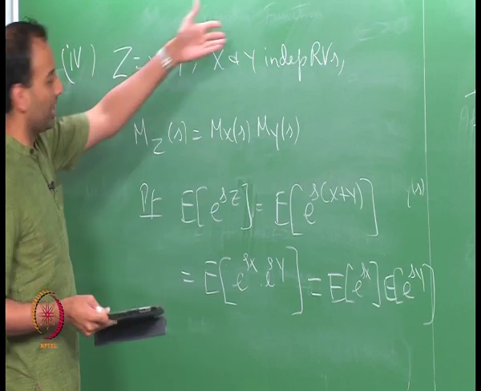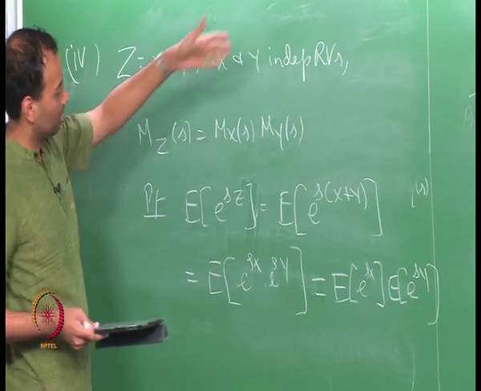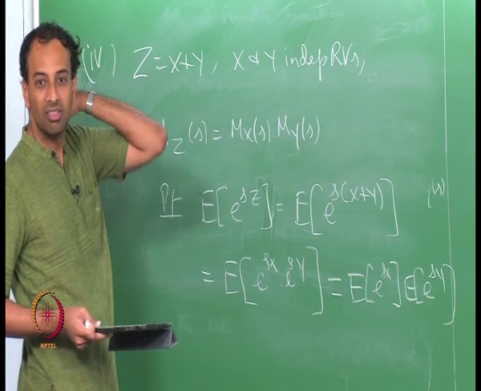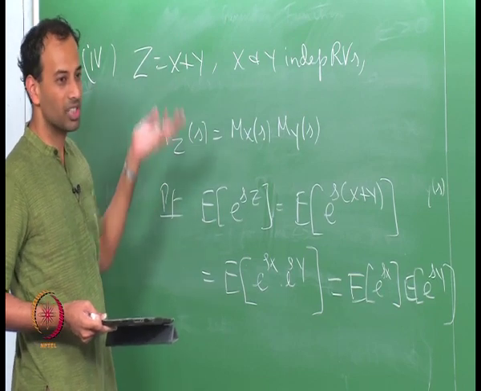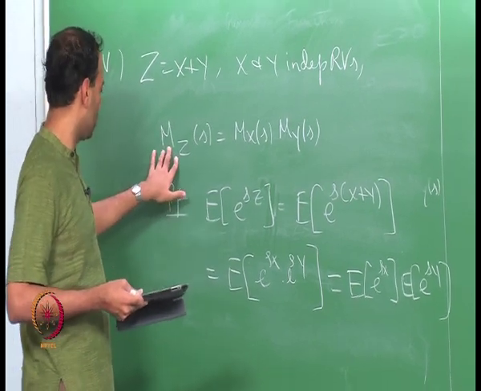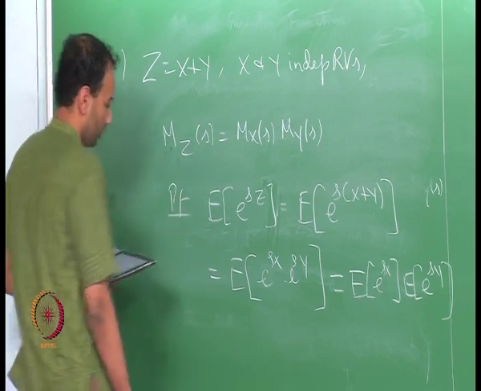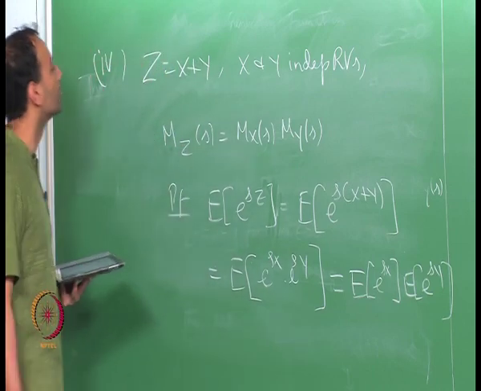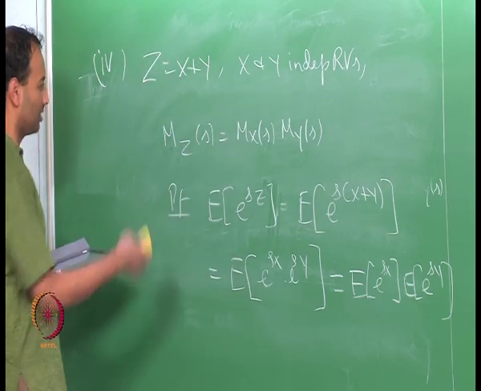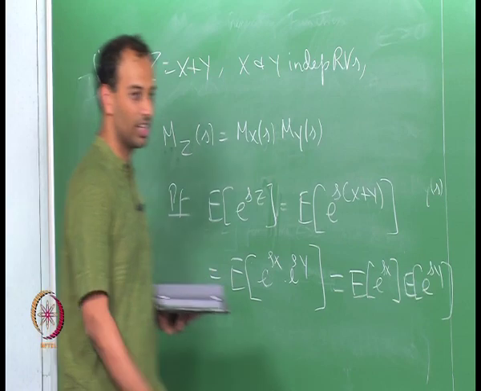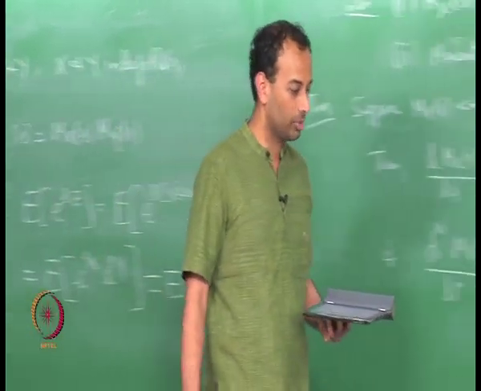And similarly, if you have n independent random variables, you will just multiply all the moment generating functions in order to get the moment generating function of the sum. This is valid for discrete, continuous, any kind of random variable. We have not assumed anything in particular.